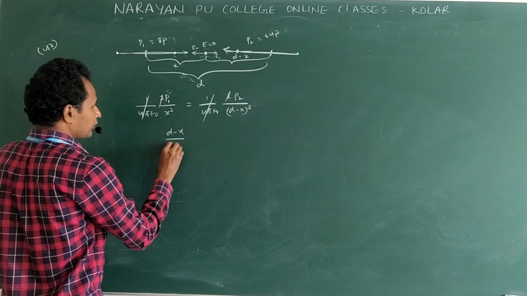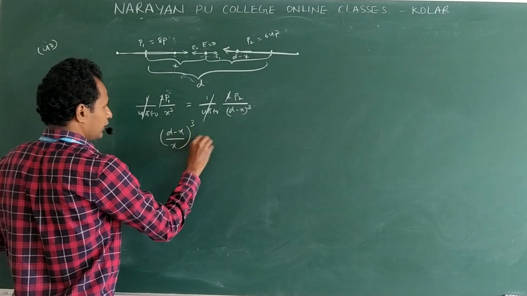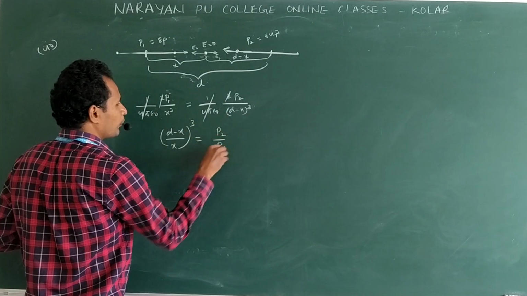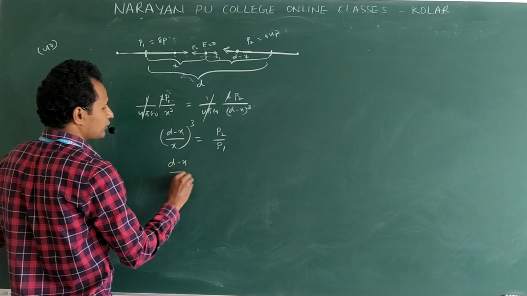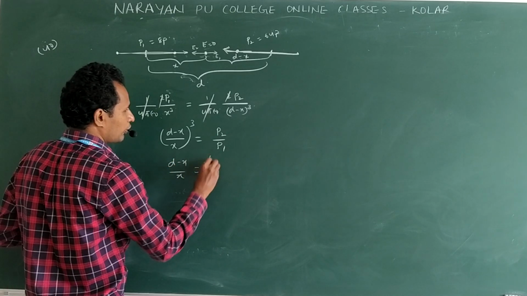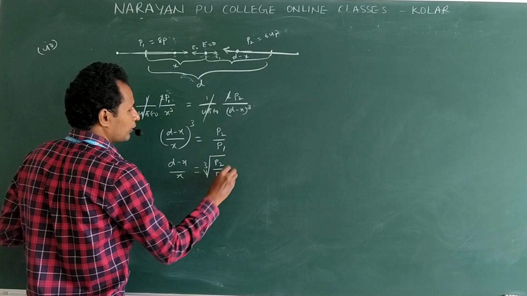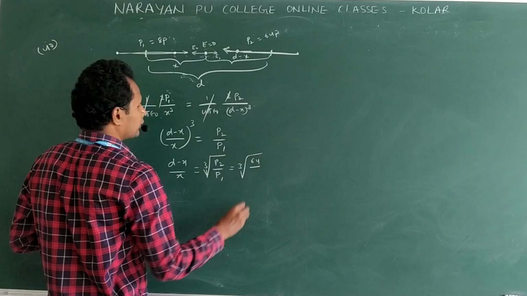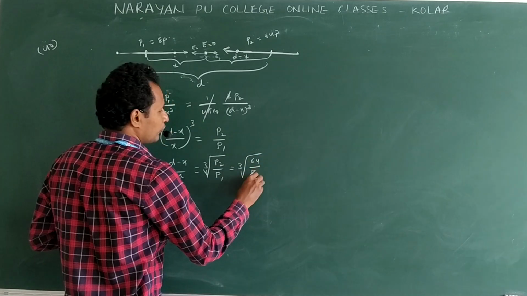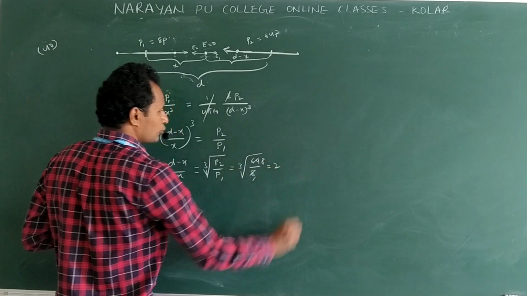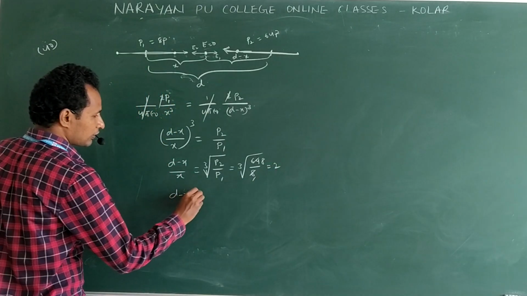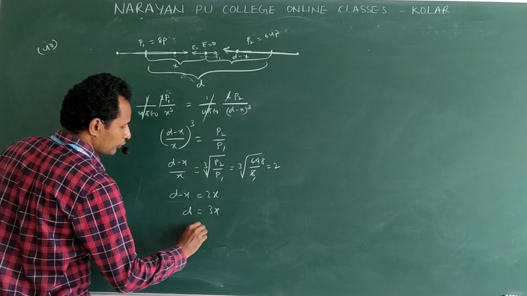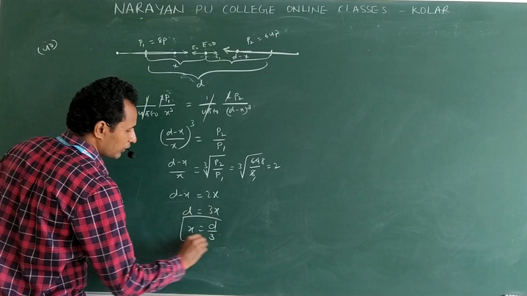They are asking for the x value, so how do we write it? (d minus x) by x whole cube is equal to, this comes to this side, P2 by P1. So (d minus x) by x is equal to the cube root of P2 by P1. Substitute their values: cube root of 64 by 8. 8 once, 8 eights, cube root of 8 is 2. Then d minus x is equal to 2x. Then d is equal to 3x. x is equal to d by 3.